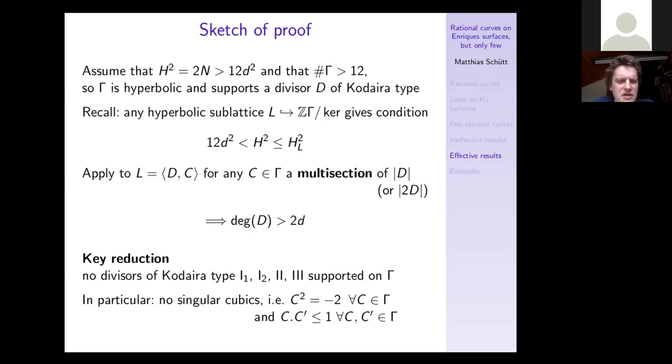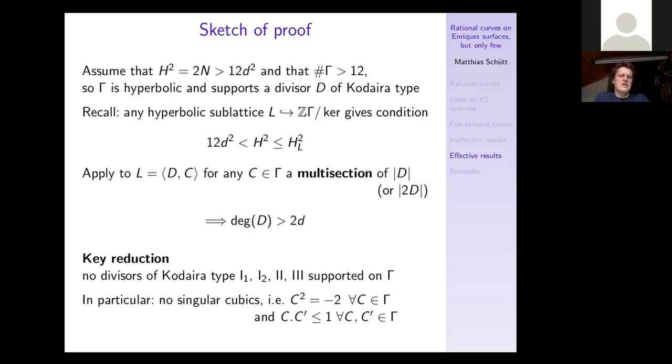Now we'll apply it to the easiest hyperbolic lattice that we can think of, not positive definite. So we just supplement our divisor D of Kodaira type by any curve C in gamma that's a multi-section of the genus 1 fibration. There has to be such a curve, otherwise gamma would be parabolic. So take any such curve, and then computing this intrinsic polarization, you see that the degree of D is at most 2d. This may look innocent, but it gives you a key reduction.